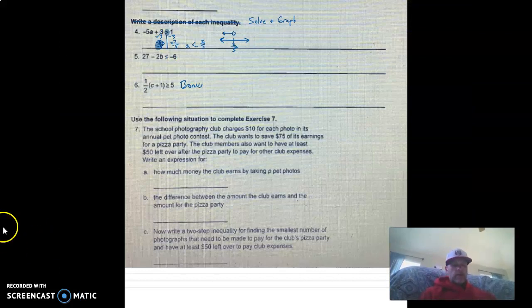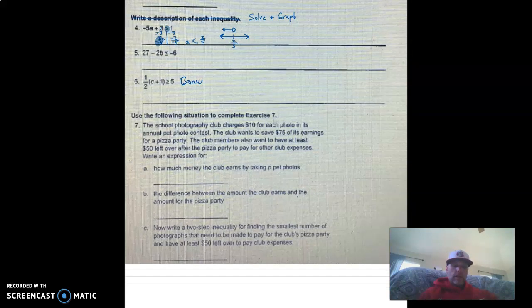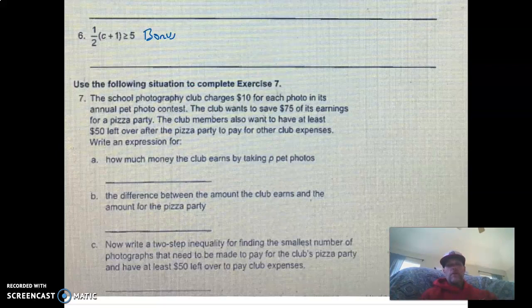Use the following situation to complete exercise 7. Alright, number 7, it's got an A, B, and a C question on it. I'm going to help you with A and kind of walk you through B and C and then leave the rest up to you. Okay? It walks you through actually writing a two-step inequality. So this is a good process to use for any time you have to write one.